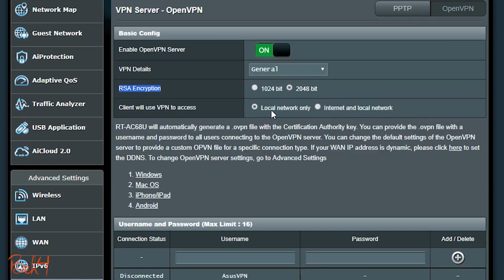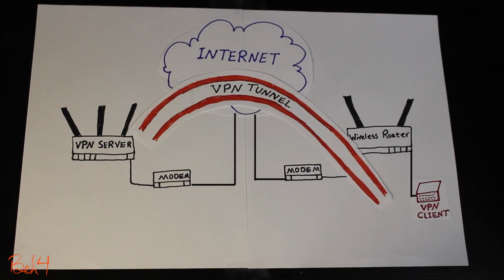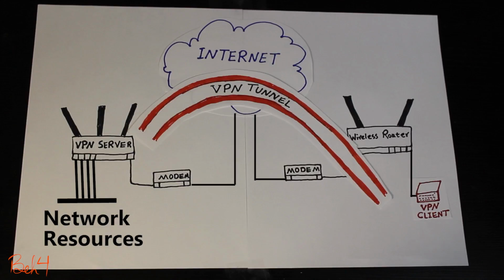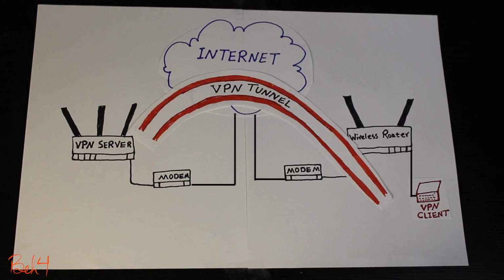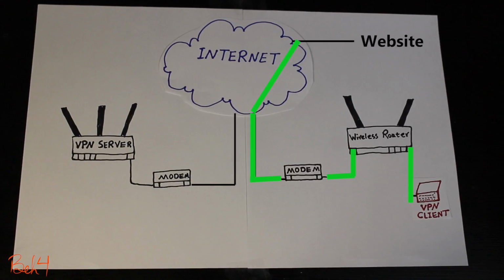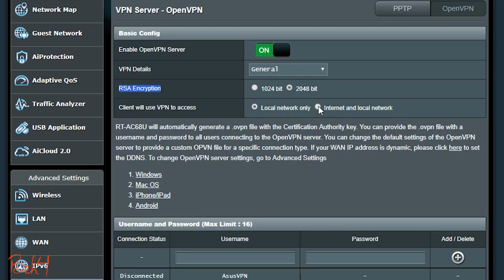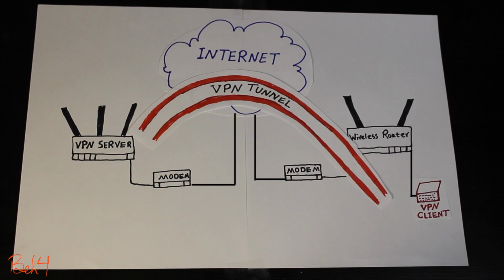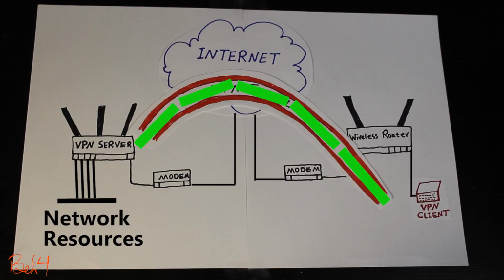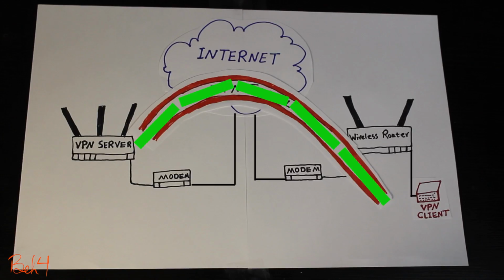Next step is basically the purpose of using the VPN connection. If I choose local network only, then when I connect to the VPN server, only if I want to use the resources on this local area network, then I'm gonna use the VPN tunnel. But let's say if I want to access something on the internet, then I'll use my local gateway for that purpose, and the traffic is not gonna go through the VPN tunnel. However, if I choose internet and local network, then everything is gonna go through the VPN tunnel. And it doesn't matter if I'm trying to access the local network or something on the internet.